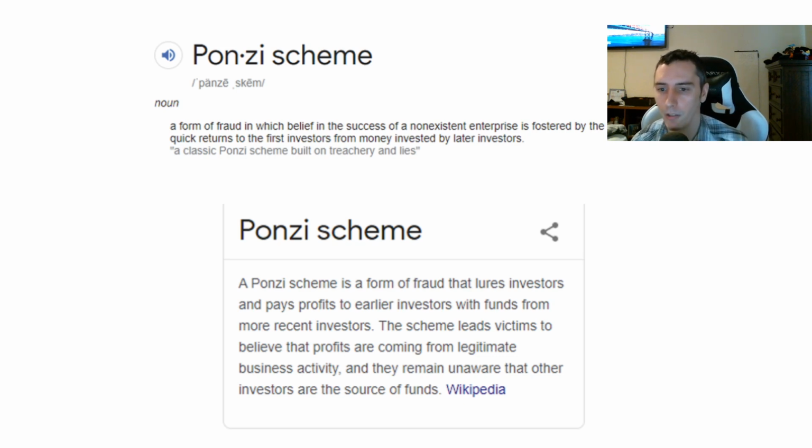A Ponzi scheme is a form of fraud that lures investors and pays profits to earlier investors with funds from more recent investors. The scheme leads victims to believe that profits are coming from legitimate business activity, and they remain unaware that other investors are the source of funds. So you've got to keep in mind and take it with a grain of salt what some of this actually entails, because people can use the same sort of verbiage to a degree on similar market spaces.